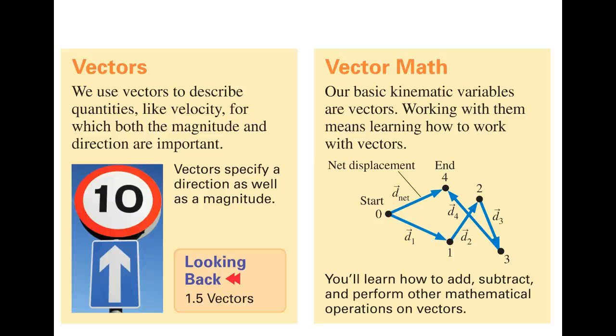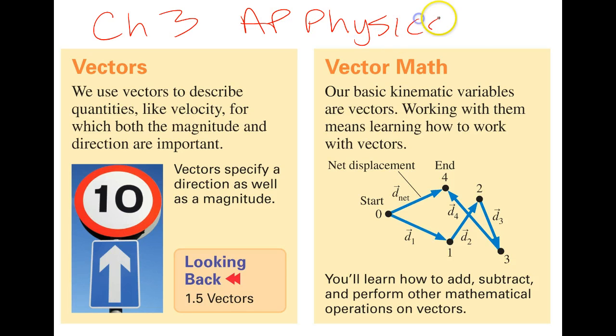Hey, let's talk about vectors. This is the start of chapter 3 in your AP Physics book. So, vectors are used to describe quantities like velocity when we need magnitude and direction.